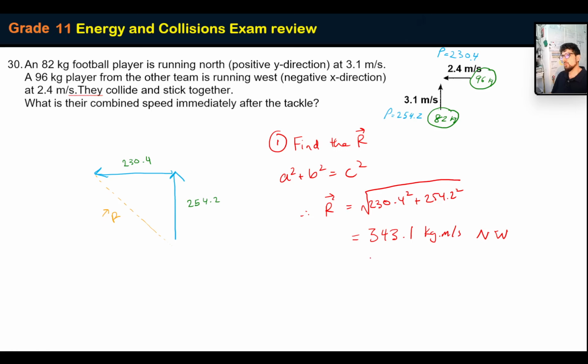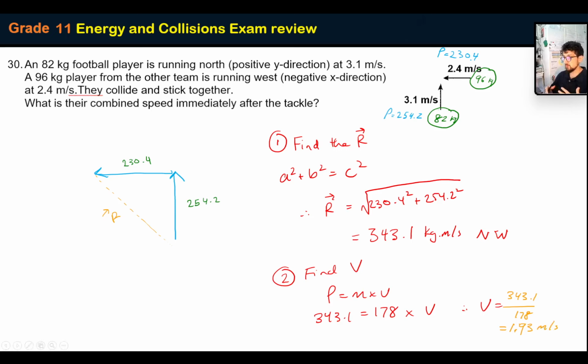Okay. Now, what do I do with this now? Step 2 is find the velocity. Since I've got the momentum, it's easy. All I have to do is add the two masses together. Don't forget, the mass is going to be the combined mass, which is 178, multiplied by the velocity. And so therefore, velocity is equivalent to, let's go with orange, 343.1 all over 178. So 1.93 meters per second. So the two people have become one, and they are moving.